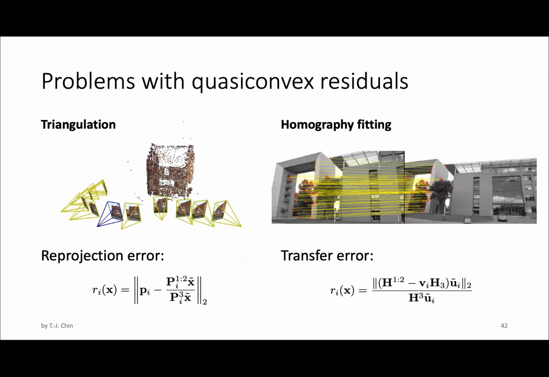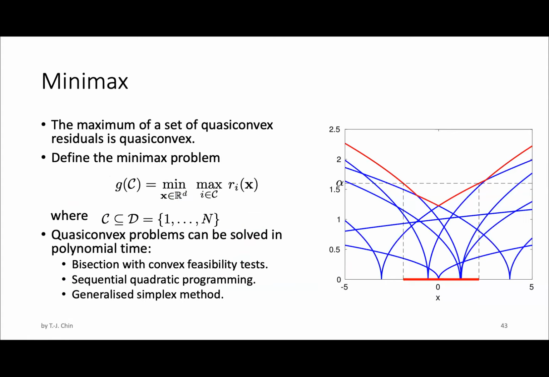So here are examples of residuals that are quasi-convex. They happen in a few important problems in computer vision, such as multi-view triangulation or homography fitting. So no need to spend too much time on that. Just rest assured that there are problems in computer vision that satisfy these restrictions.